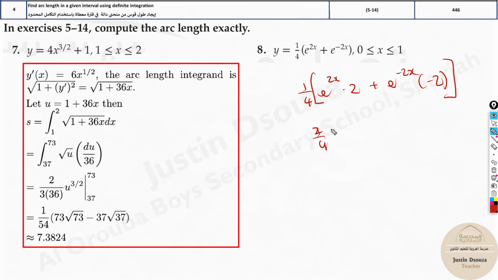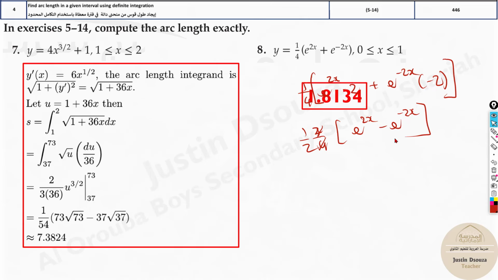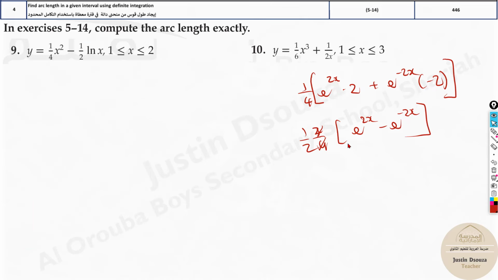It will be out in the numerator. So you're remaining with e to the power 2x minus e to the power minus 2x. And this is basically half here, 1 by 2. So you can put this in the calculator and solve it up. This is the derived f prime of x. And the answer will be 1.81.